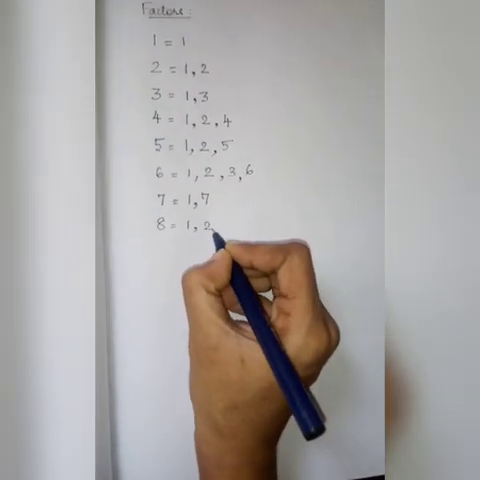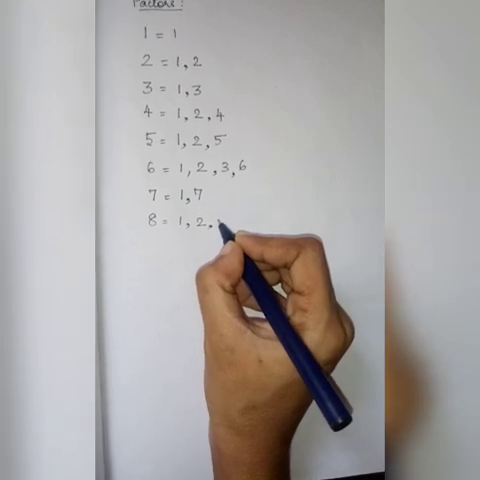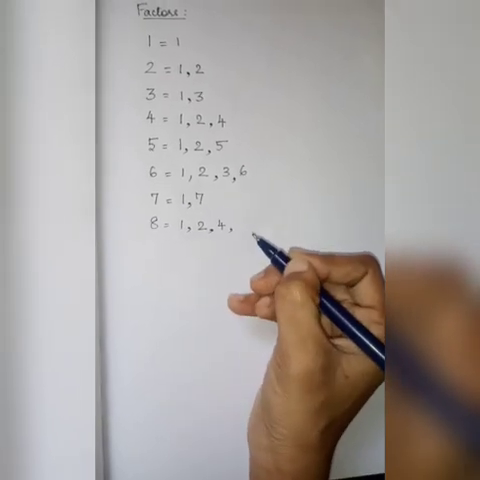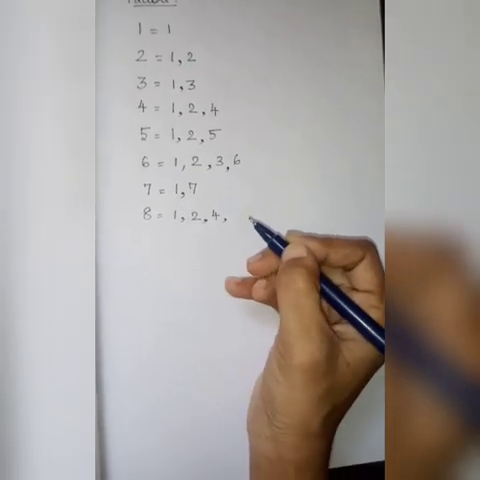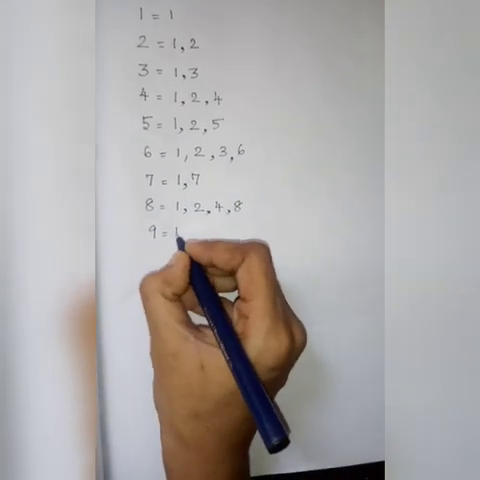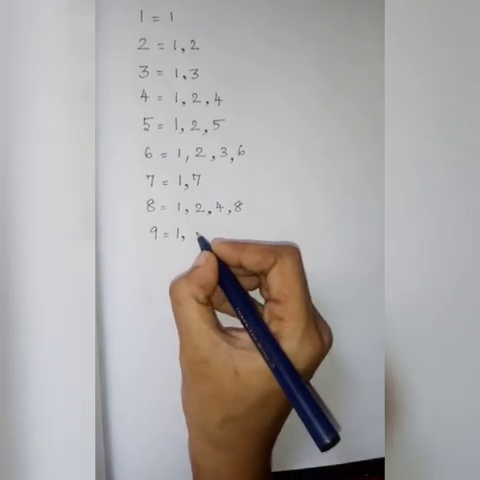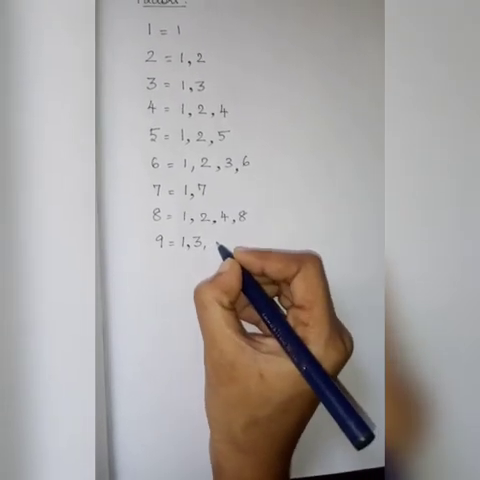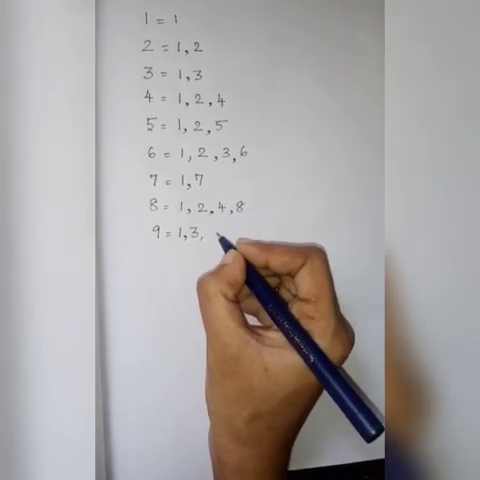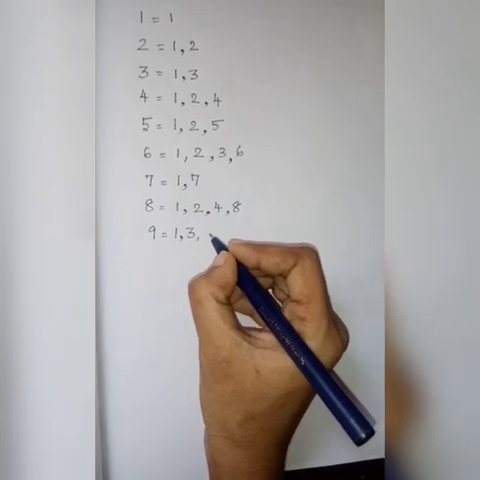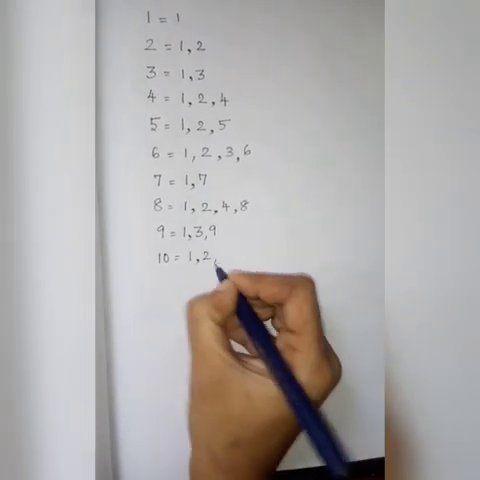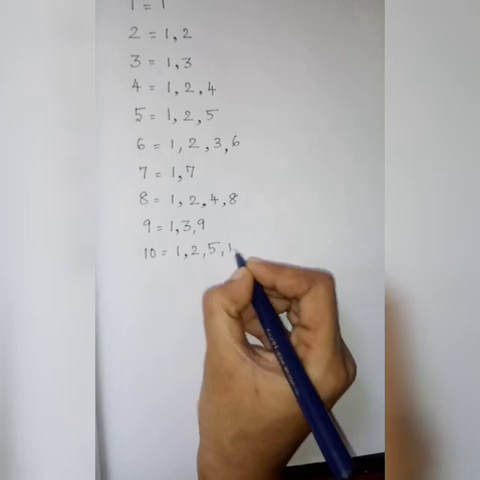Next, 8. First table, second table, third table, whether it comes? No. Then fourth table, 5, whether it comes? No. Sixth table? No. Seventh table? No. Then 8. Next, 9. 1, 2, no. 3, yes. 4, no. 5, no. 6, no. 7, no. 8, no. 9, yes. 10: 1, 2, 5, 10.